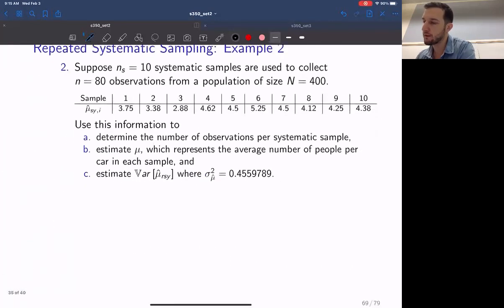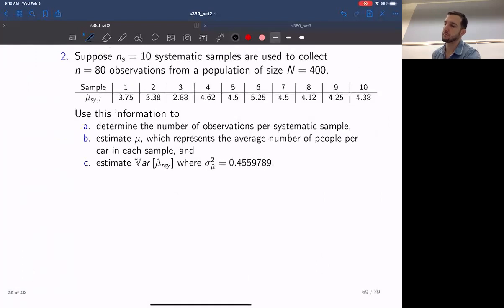Okay, so let's look at a few examples. Suppose that we collect 10 systematic samples from the same population. The population size is 400, and in the end, we wanted to collect 80 observations in total. So we have 10 samples. Each sample should have 8 observations, but we can show that this is true as follows.